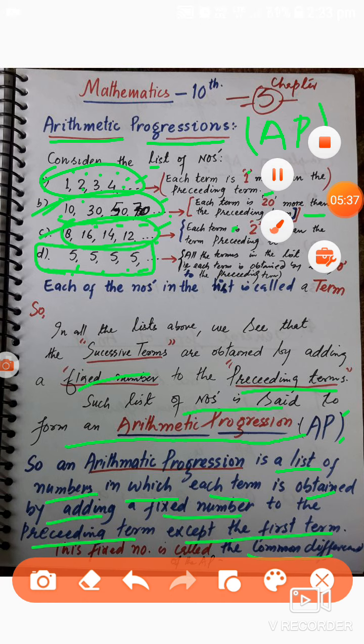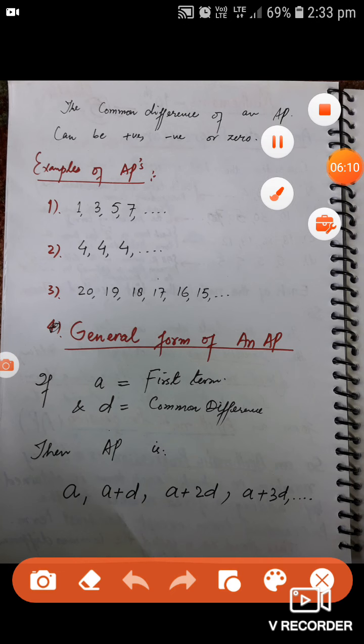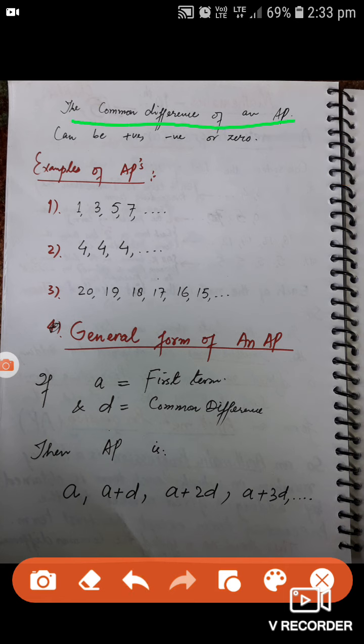So that is all about the common difference and the AP. An AP is a list of numbers in which each term can be obtained by adding a fixed number to the preceding term, and that fixed number we call the common difference. The common difference can be positive, negative, or 0. If the common difference of an AP is positive, we call it an increasing AP. If the common difference is 0, we call it a constant AP, and if the common difference is negative, we call it a decreasing AP. So these are the types of AP on the basis of the common difference, that is positive, negative, or 0.